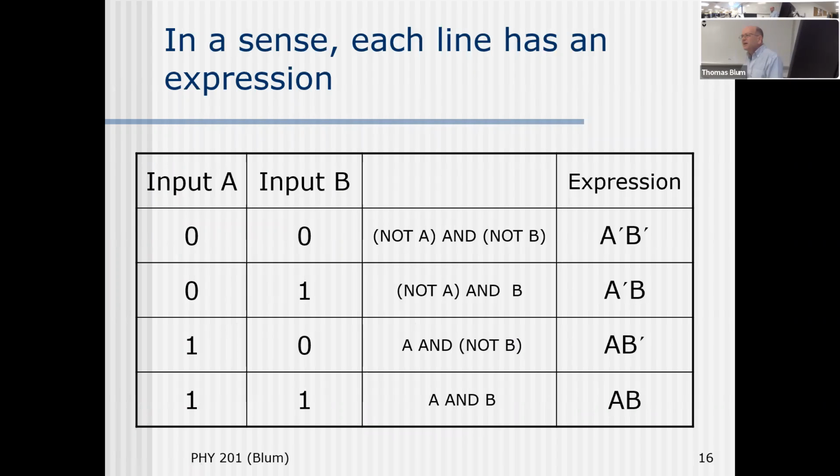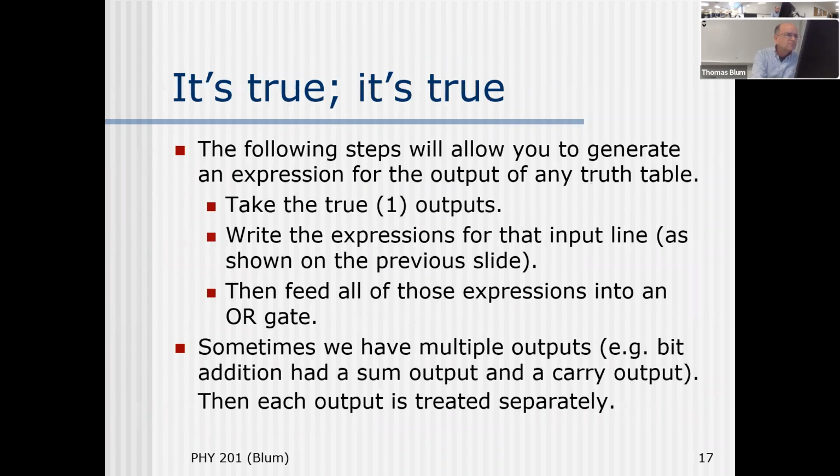Okay. So I can think of those as expressions for the rows. A prime B prime is an expression for that row, A prime B as an expression for that row, A B prime for the next row, A B for that final row. So here is one way to make an expression for a truth table.